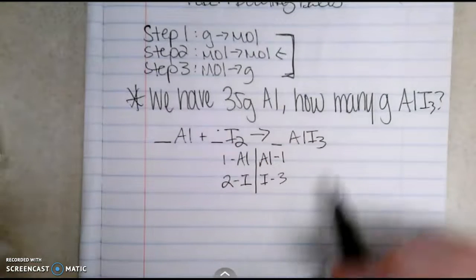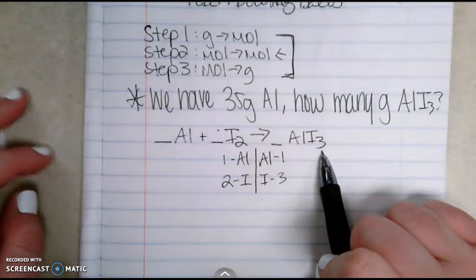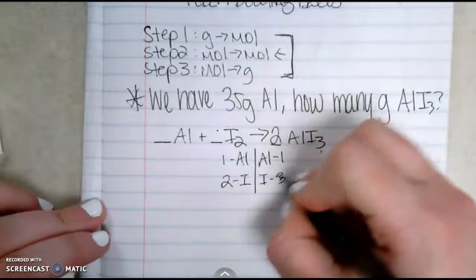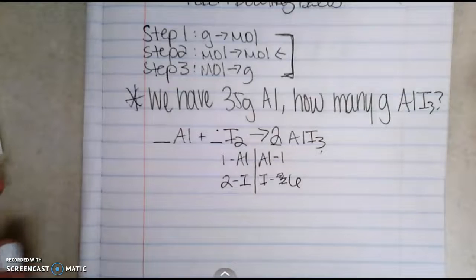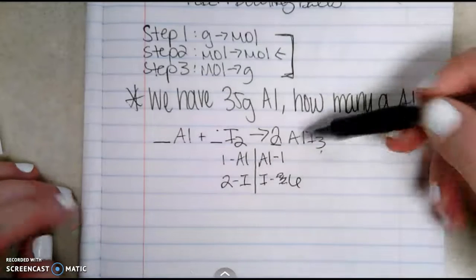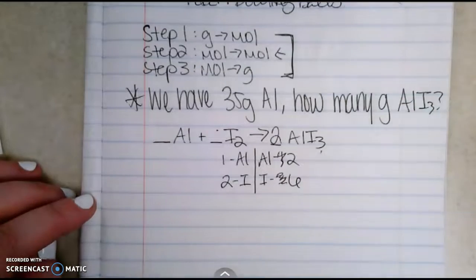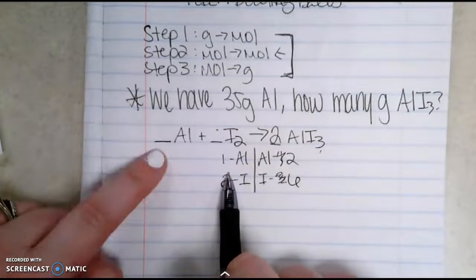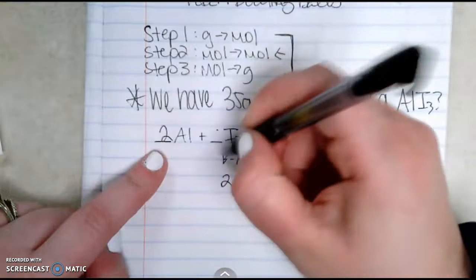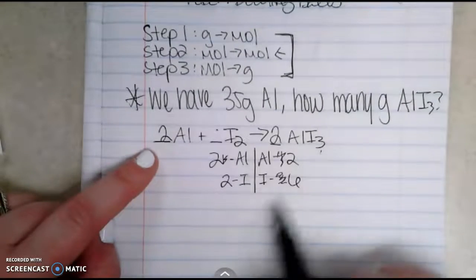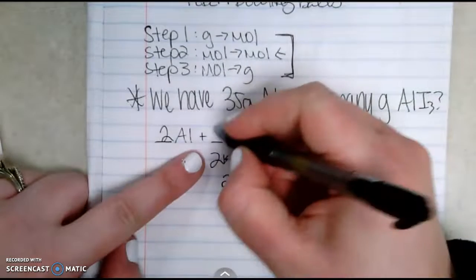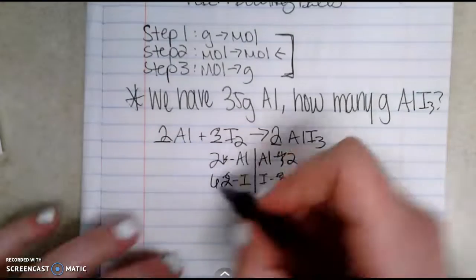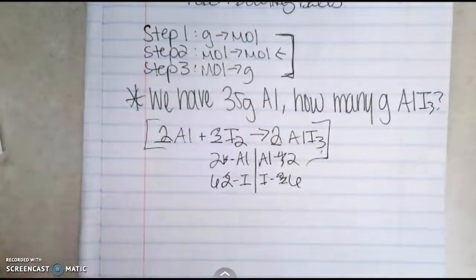Three is an odd number, which is going to be really hard to balance. The best way to do that is to double it. So I'm going to put a 2 here, make that a 6, which is a little easier to balance with. Now I also have 2 aluminums. I need to make 2 aluminums on this side, so I'll put a 2 there. And I need 6 iodines on the other side, so I'll put a 3 there, and now my equation is balanced. This is my conversion factor.